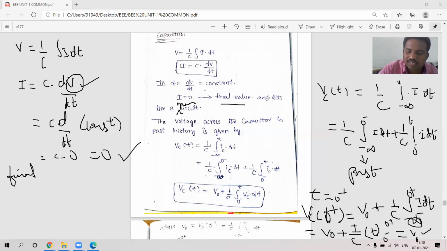That means clearly we can say that a capacitor does not allow any sudden changes in the voltage. That means here the final current we got is 0, but here we are getting some voltage, no? So what happens to it? Let us check it now. Let me clear all these things.